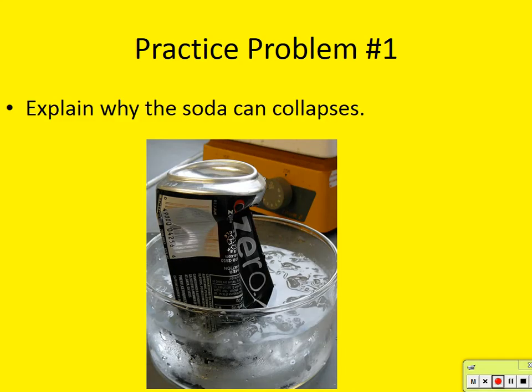Okay, practice problem number 1. Explain why the soda can collapses. So in order to answer this question, what we're going to do is put the soda can on a hot plate. So here's your soda can. We're going to put it on the hot plate. First of all, we're going to empty everything out.